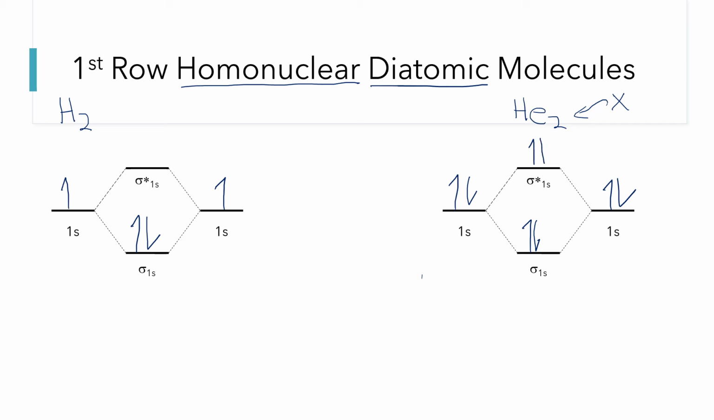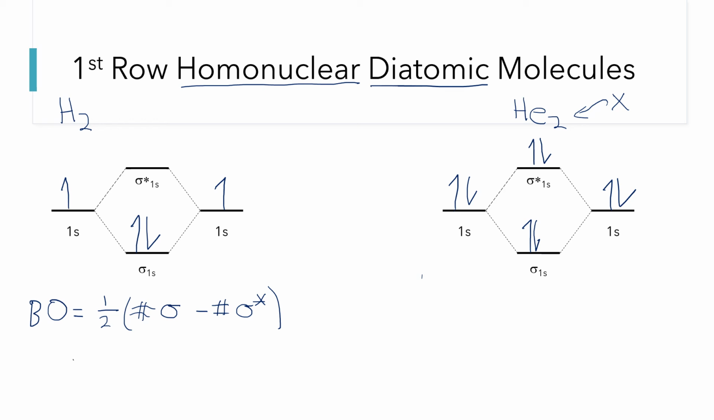All right, so now let me introduce something called the bond order. In order to calculate the bond order, which I'm going to abbreviate BO, we're going to use this very simple formula of 1/2 the number of electrons in bonding orbitals minus the number of electrons in anti-bonding orbitals. So the lower energy molecular orbitals are referred to as bonding, and the higher energy molecular orbitals are referred to as anti-bonding, and the anti-bonding orbitals are indicated with a star.